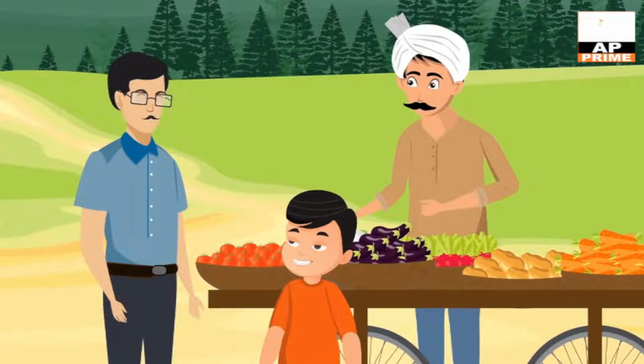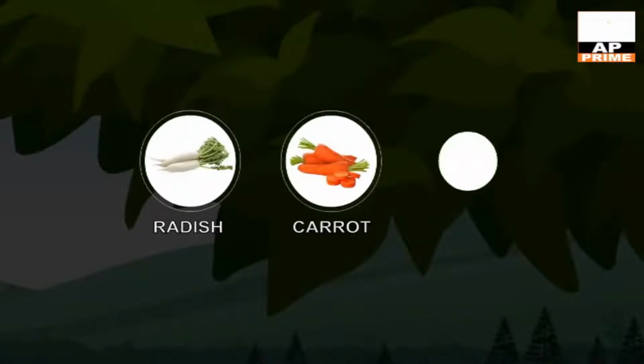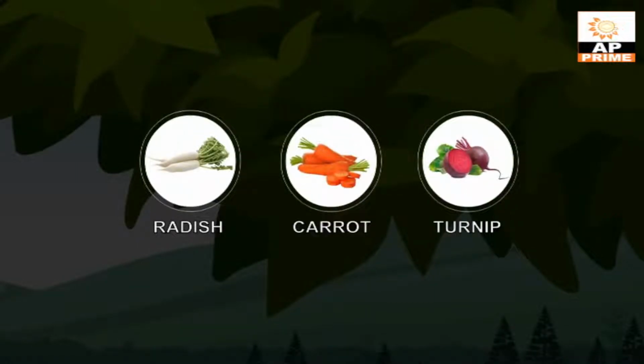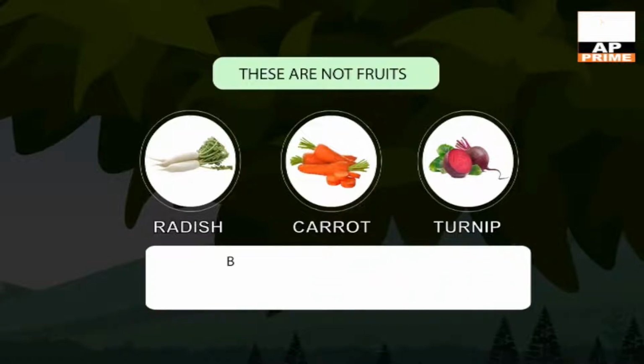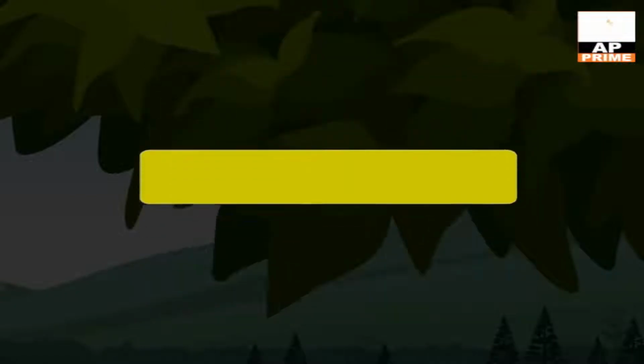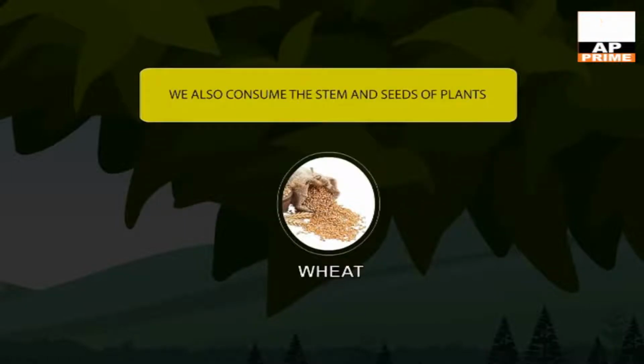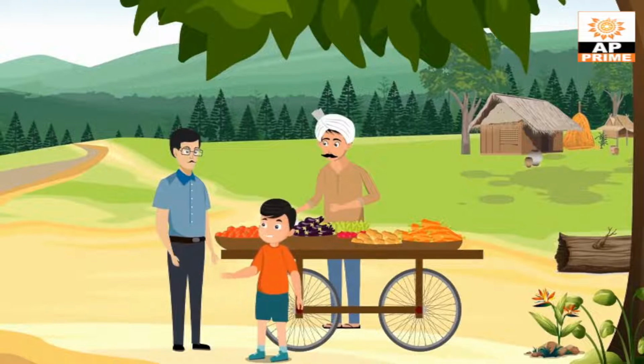Uncle, are carrot and radish also fruits? Why do they often have a layer of mud on them? Radish, carrot, turnip, these are not fruits. They are roots because they come from under the earth. They often have a layer of mud on them. We also consume the stem and seeds of plants. Wheat comes from seeds. Plants come to our use in so many ways. Yes, Raju. Now let's quickly buy vegetables and head home.